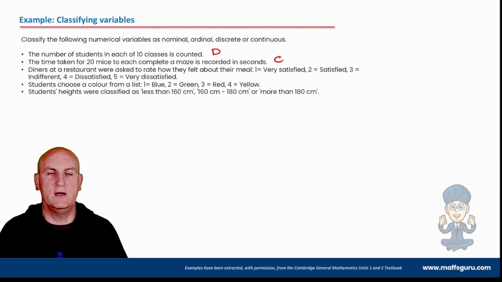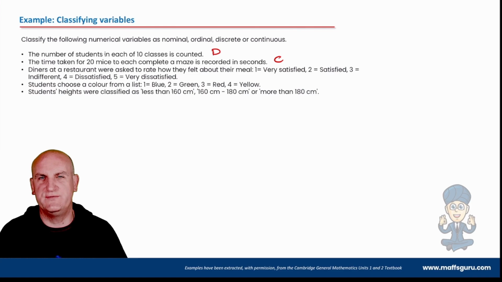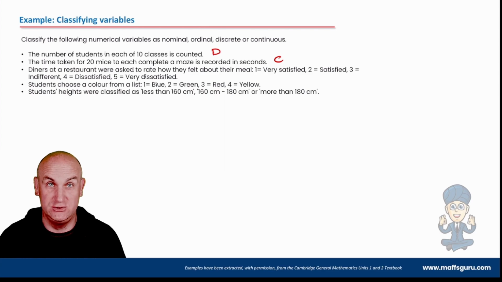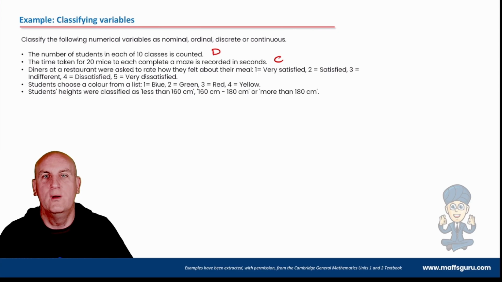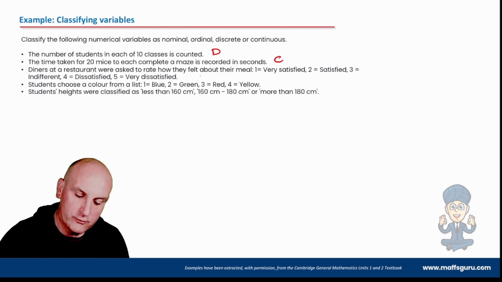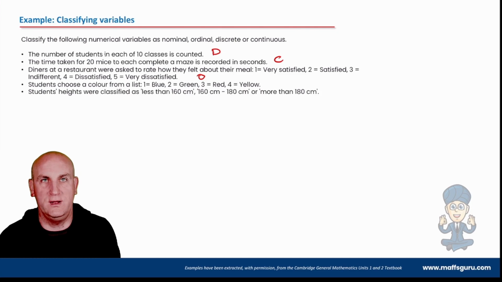Diners at a restaurant were asked to rate how they felt about their meal. 1, very satisfied. 2, satisfied. 3, indifferent. 4, dissatisfied. 5, very dissatisfied. A lot of people will get tricked and say it's discrete because there are numbers. But no, we've just given very satisfied the number 1, like the jersey again. We didn't count 1, 2, 3. In fact, you can't count that. It's just been given. So it is going to be ordinal, because we can place those in an order by 1, 2, 3, 4, and 5.